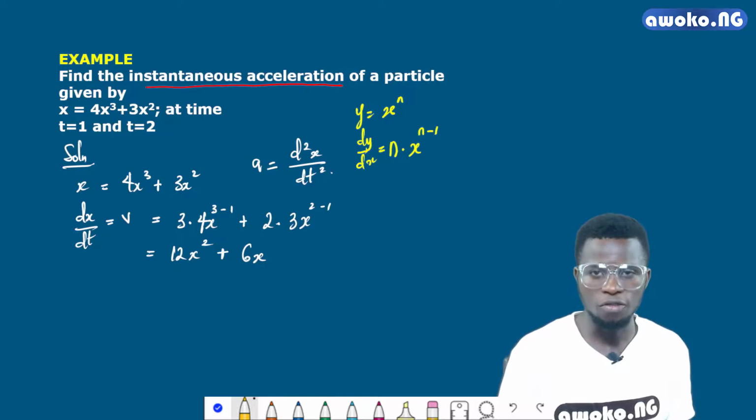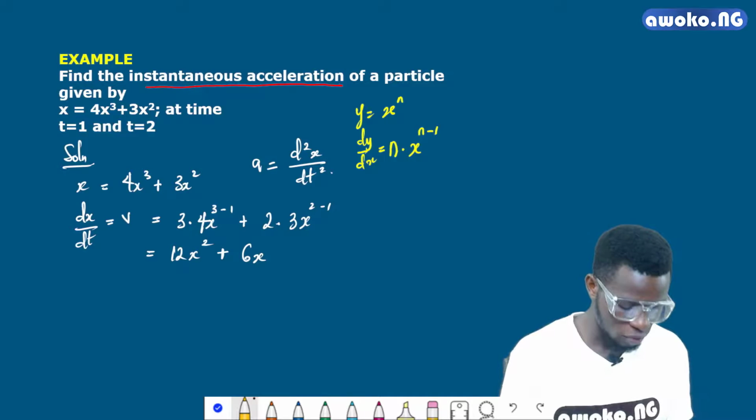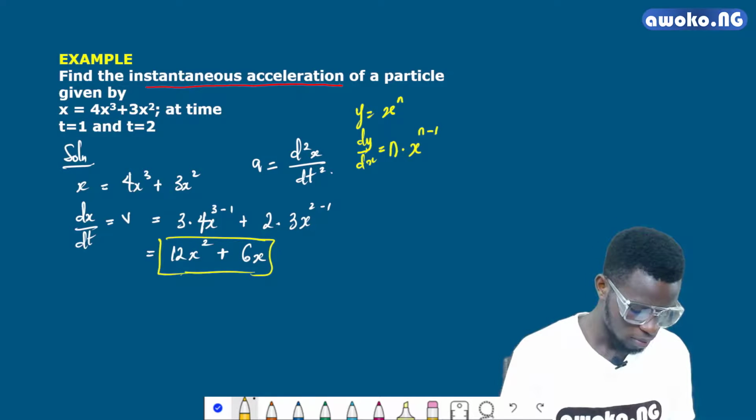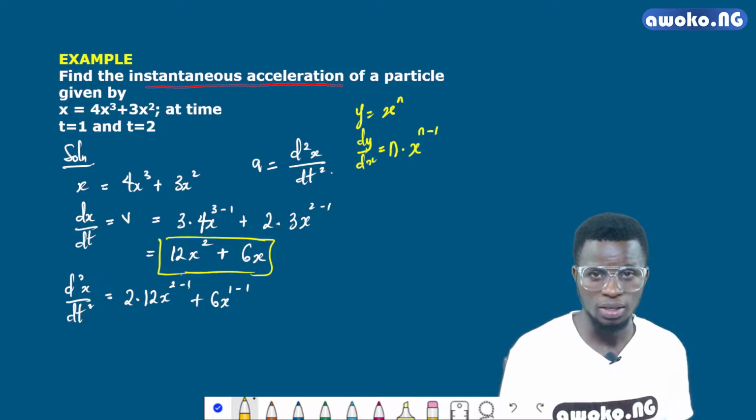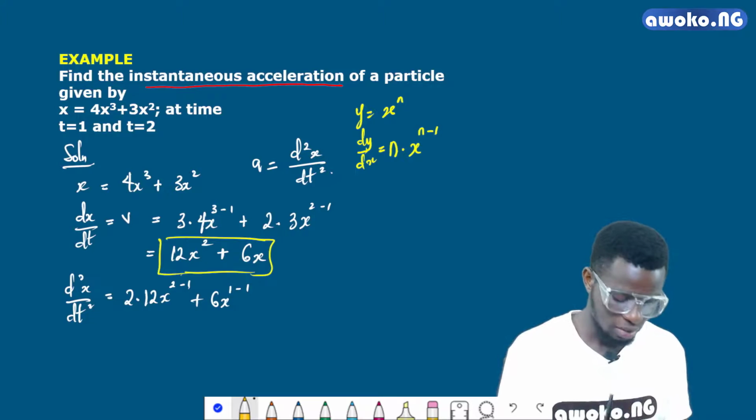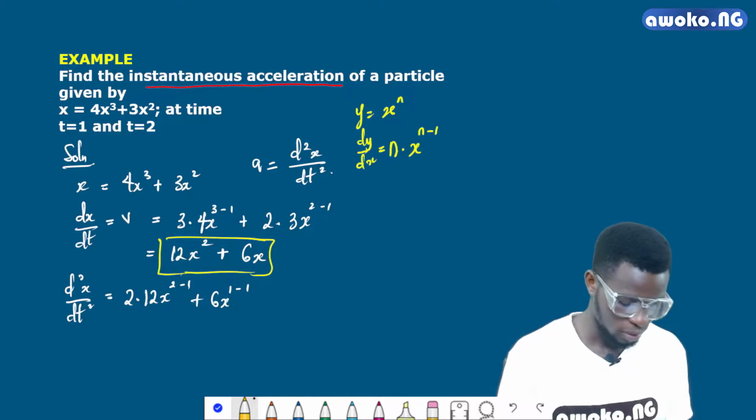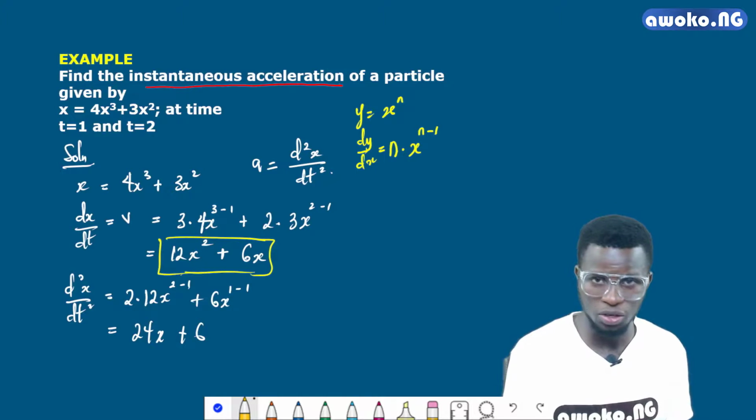Okay, but this is not our focus because we're looking for the instantaneous acceleration. So we have to differentiate this again. Is that okay? So d squared x over dt squared would now give us 2 times 12t raised to the power 2 minus 1, plus 6t raised to the power 1 minus 1. Anything raised to the power 1 is that particular thing, so t raised to the power 1 minus 1 will give us t raised to the power 0. So this gives us 24t plus 6 as the acceleration equation.